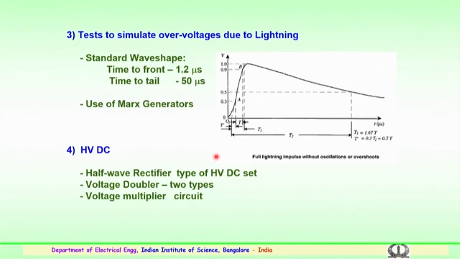For HVDC applications, we have a general half wave rectifier for generation of high voltage DC, or voltage doubler circuits are used. Here you have two types of voltage doubler circuits. Then for very large high voltages, you use a voltage multiplier circuit, and with these you generate very high voltages in terms of hundreds of kV. These voltages are used for the testing or design verification of the equipment for high voltage DC aspects.